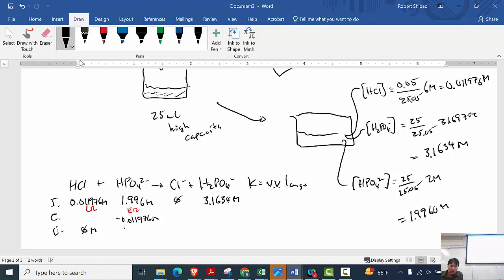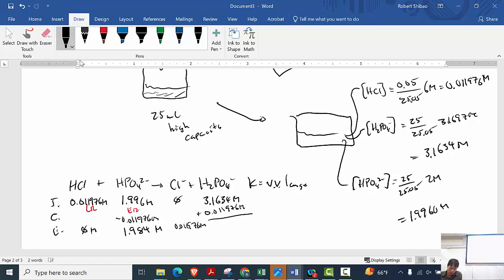And yeah, we lost a little bit of base, 1.984. So we went from 1.996 to 1.984. Was that really significant? Not really. I mean, yeah, we did lose a little bit. And so it changed. And then we're going to gain some chloride. So we're going to get 0.011976 molar chloride. And we're going to gain some dihydrogen phosphate, 0.011976 molar here.